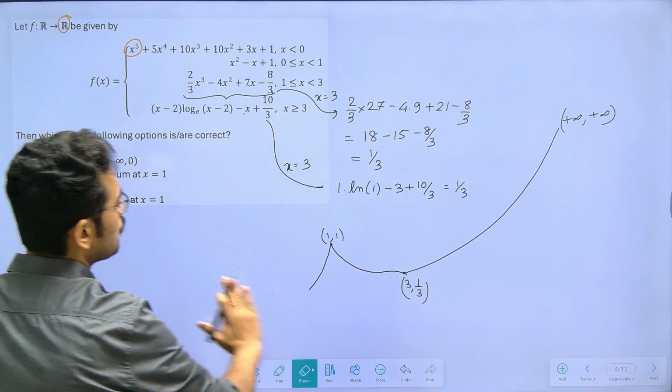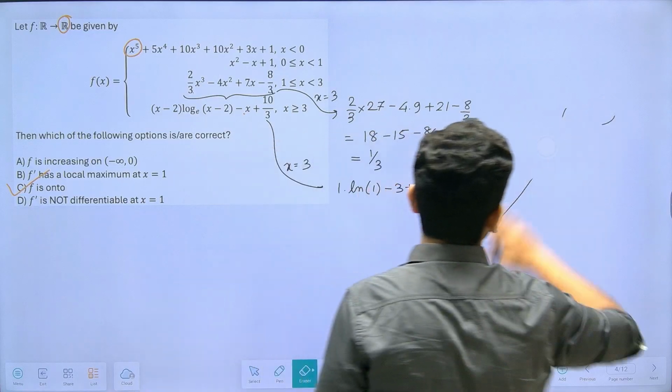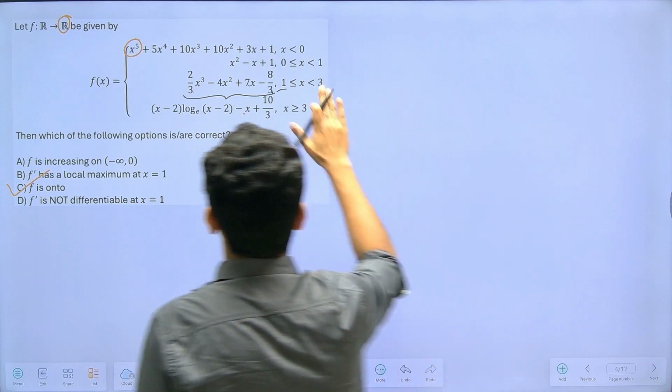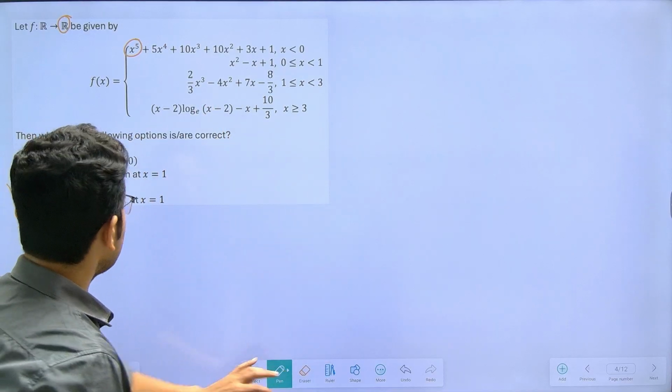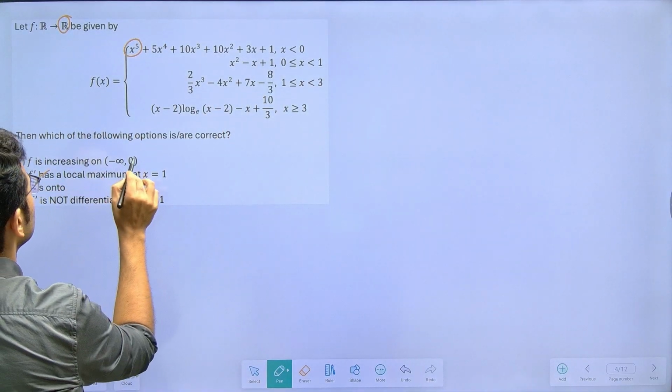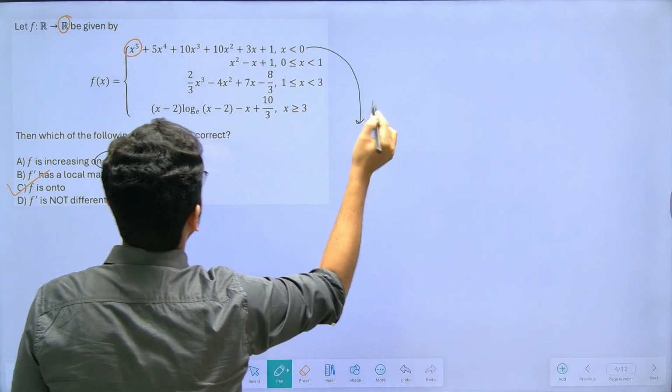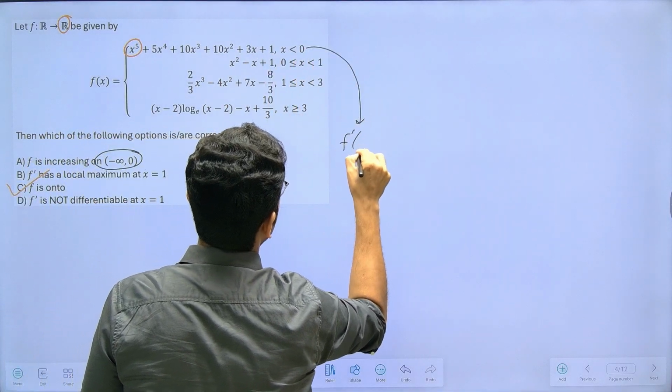Now next we'll come to the further analysis of the remaining options. So remaining options, if you verify, we know the function is continuous. So the next option we can verify is: f is increasing on minus infinity to 0. So let us take this piece, minus infinity to 0, and go for the derivative of the function.